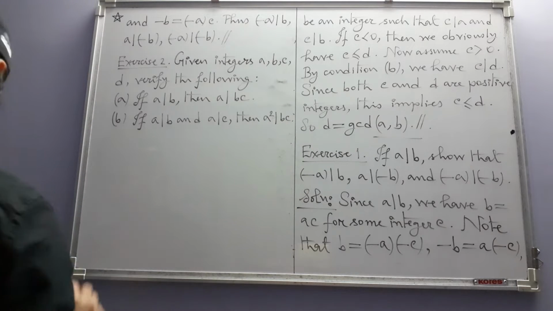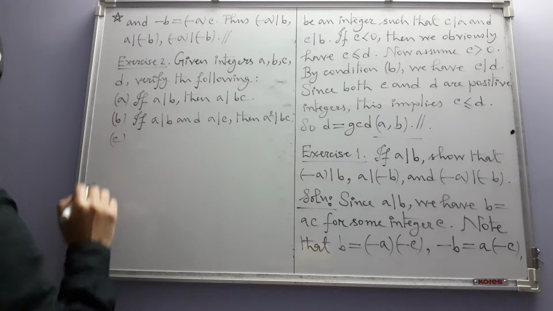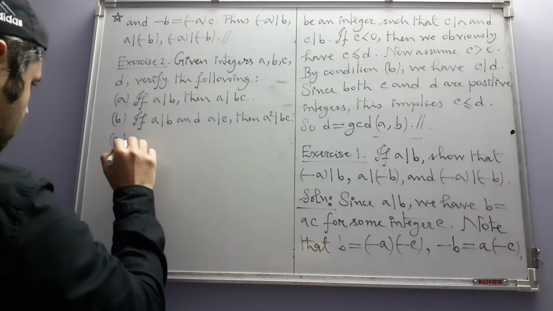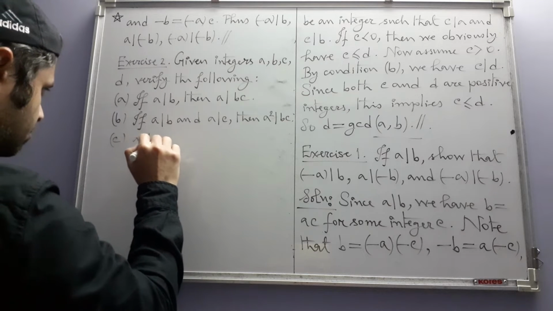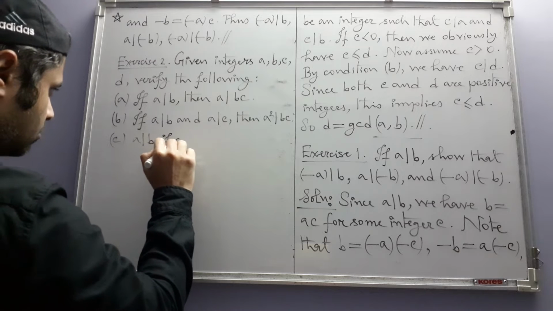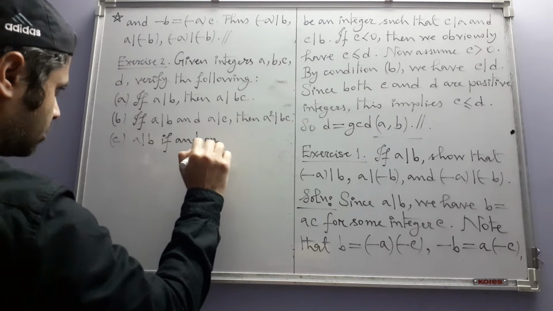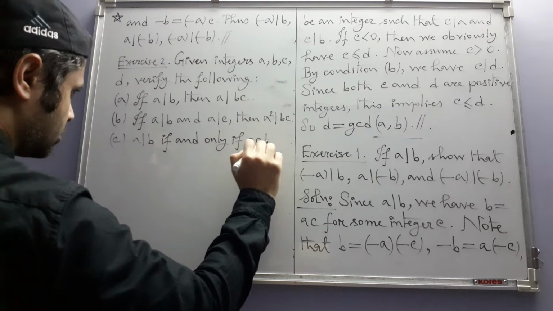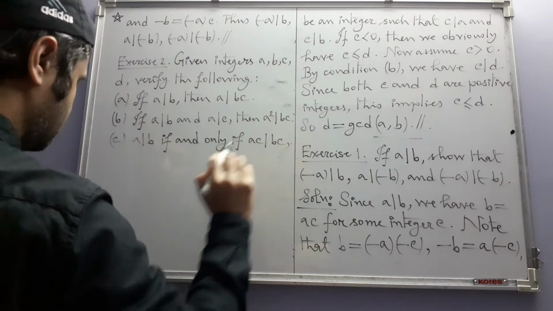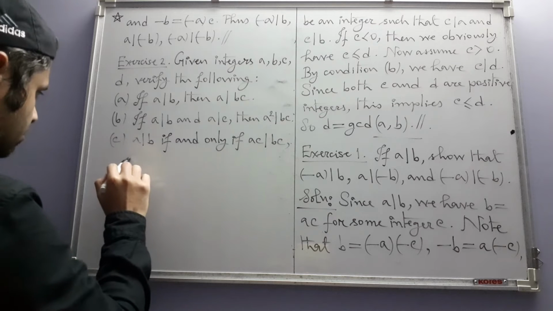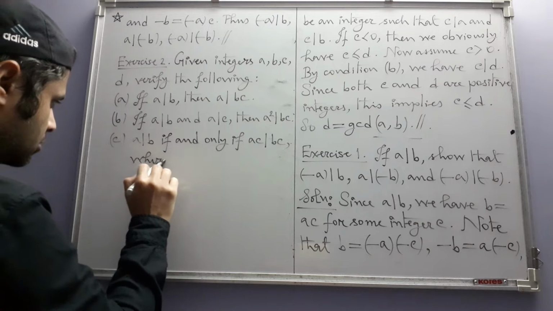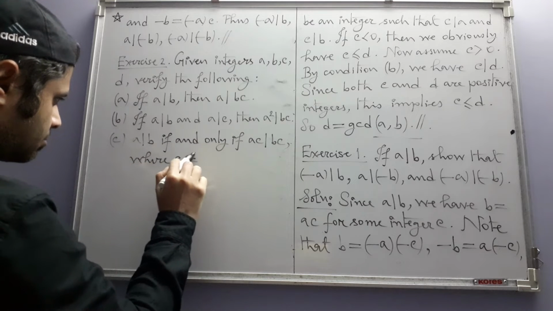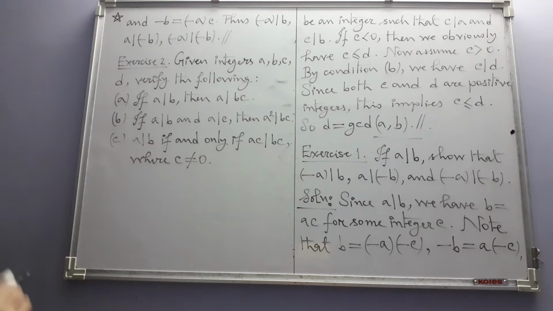Okay. Part C. A divides B if and only if AC divides BC, where C is any non-zero, where C is non-zero.